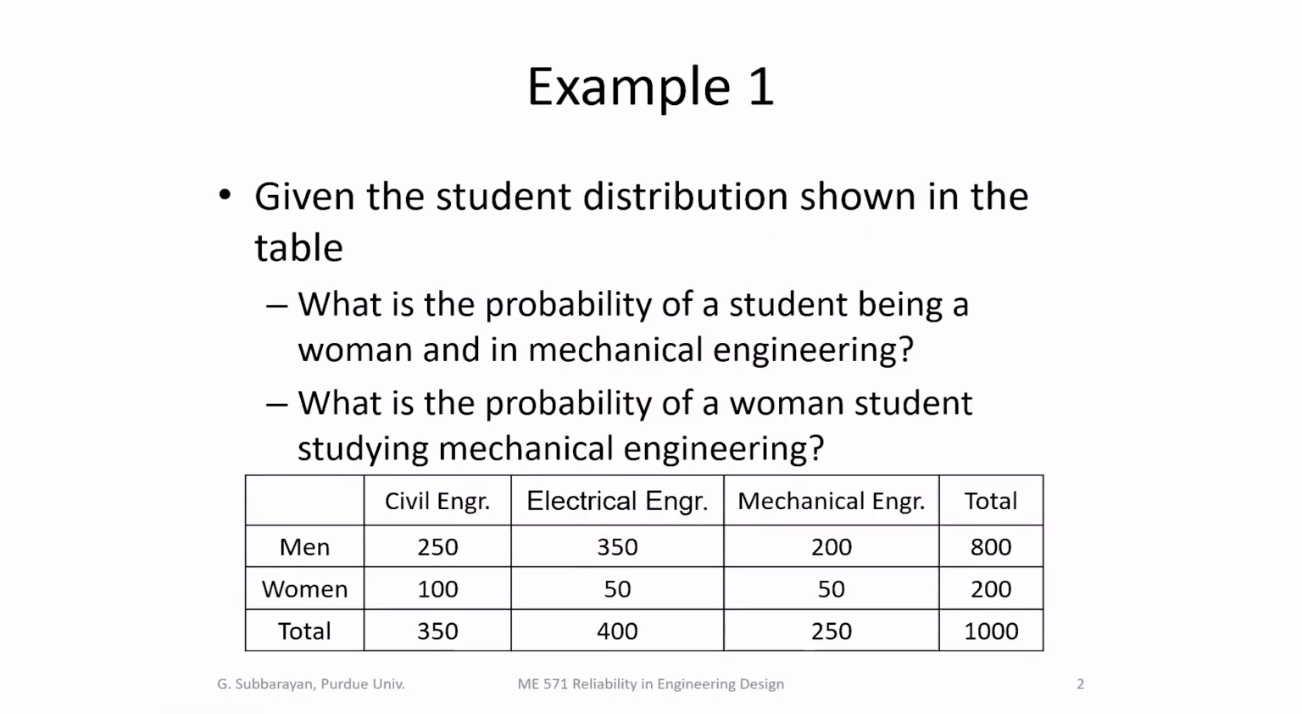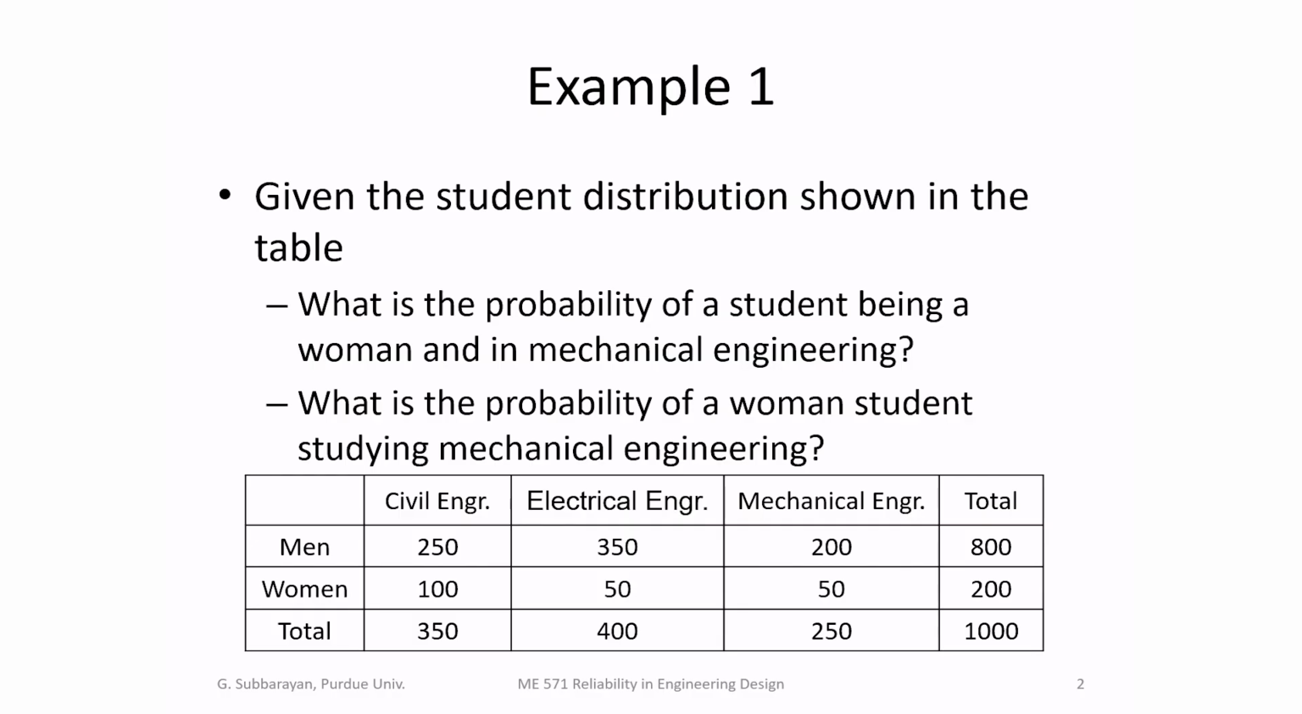Let's start with example 1. We are given that a student distribution is shown in the table. The student distribution consists of students of engineering in different disciplines: civil engineering, electrical engineering, mechanical engineering. They could be men or women. The first question is, what is the probability of a student being a woman and in mechanical engineering? And the second question is, what's the probability of a woman student studying mechanical engineering?